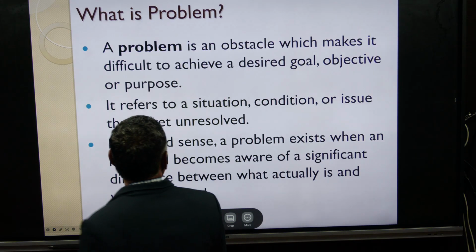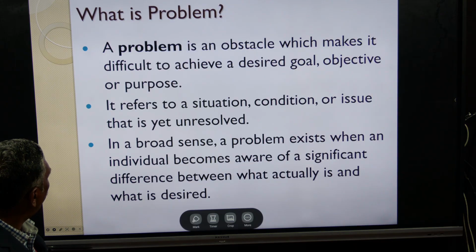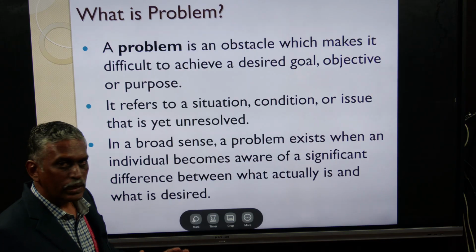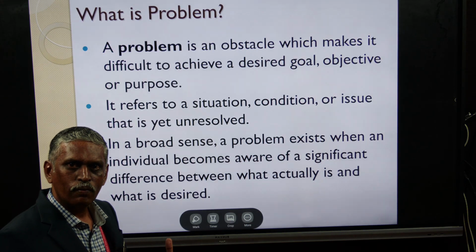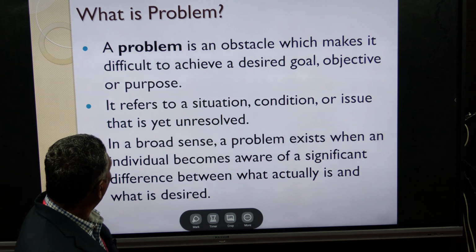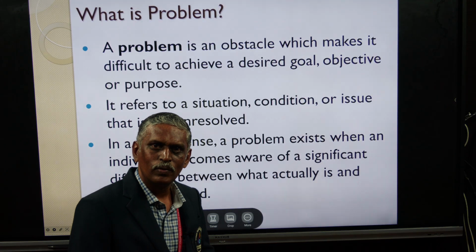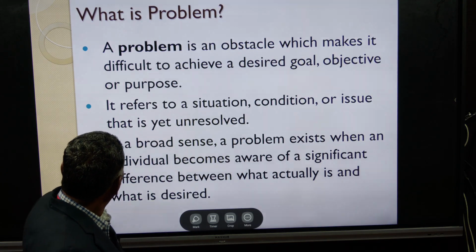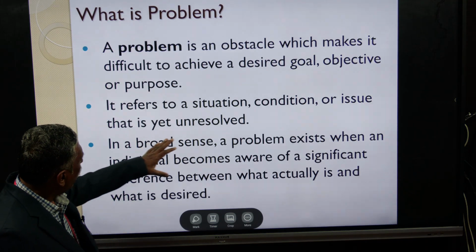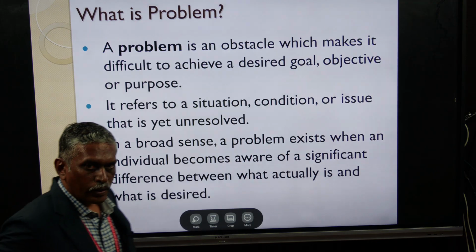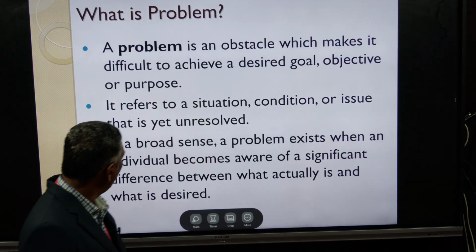What is problem? A problem is an obstacle which makes it difficult to achieve a desired goal, objective or purpose. Problem is anything that cannot be easily solved in our day-to-day life. That is the problem, for solving which we need some kind of skills. So programming is one of the skills which we use for solving our problem with the help of computer. Problem refers to a situation or condition or an issue that is not yet resolved. Problem is something which is not yet solved, either manually or with the help of computer.